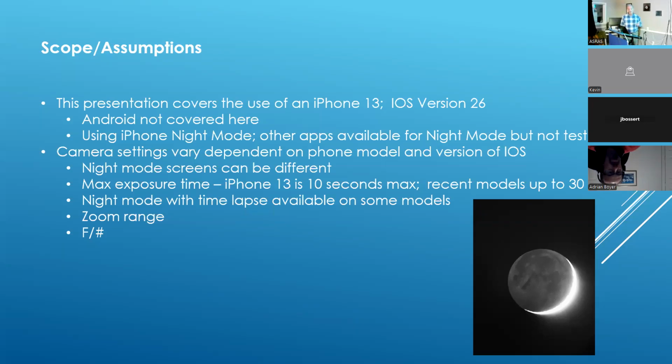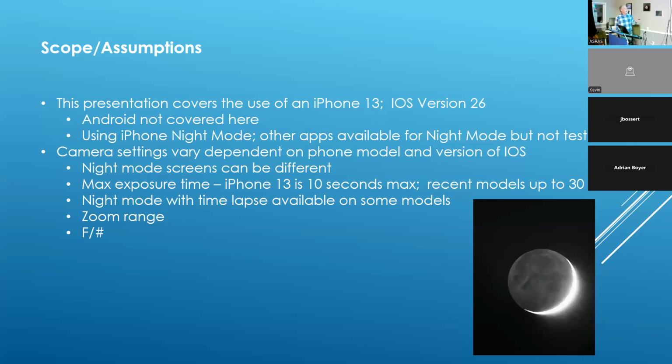I did have an older iPhone SE second generation, and I downloaded a night mode app, and it helped a little, but it wasn't nearly as good as the real Apple night mode. And the camera settings do vary depending, again, on which phone you have. The screen can be different for accessing exposures and things like that. The maximum exposure time in night mode can change. The iPhone 13 is at 10 seconds max. Recent models go up to 30 seconds, so that's important to know.